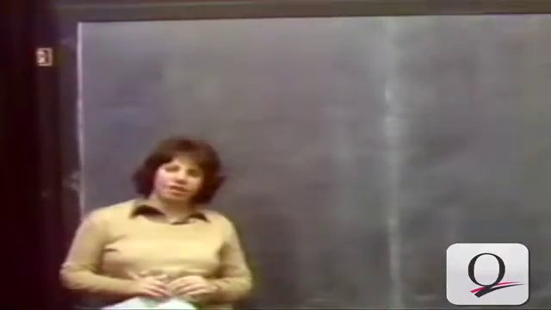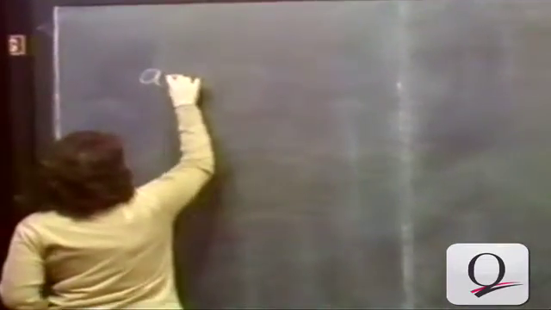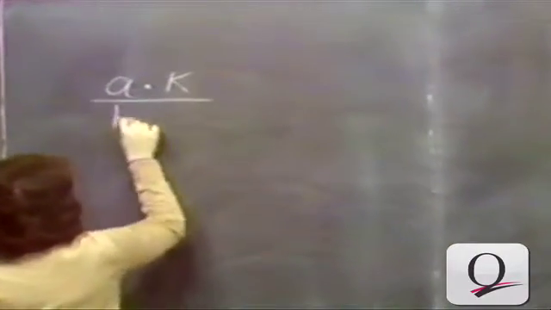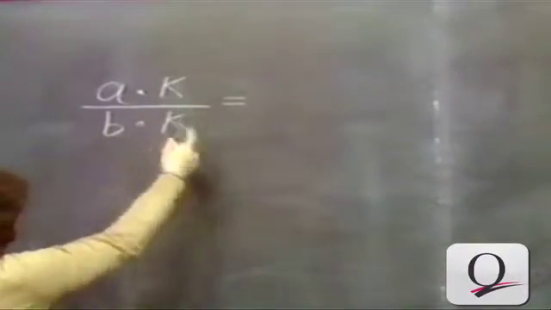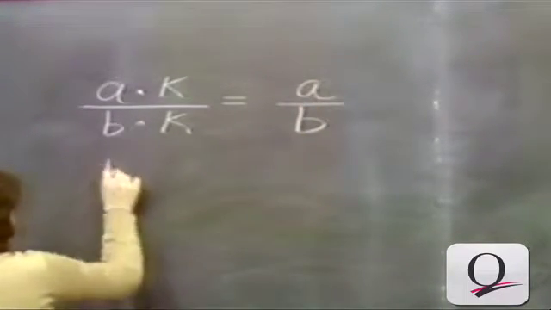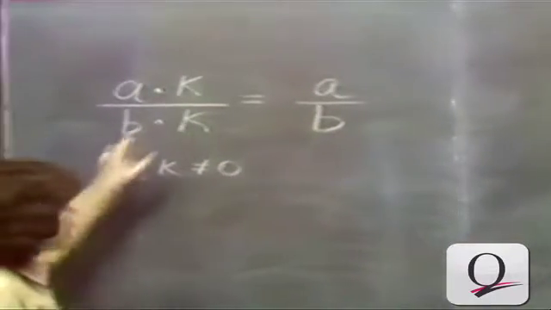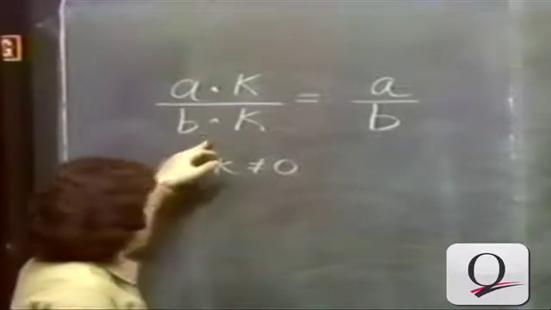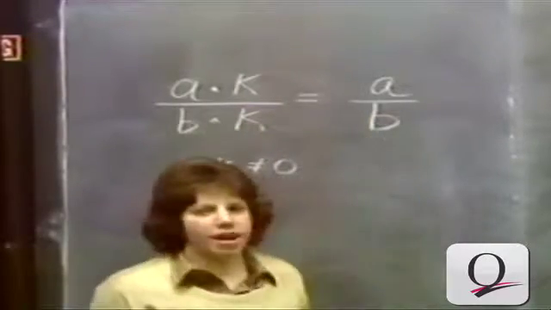Now, the key to reducing fractions to lowest terms is the fundamental principle of fractions, which you might recall went something like this. If you have a times k over b times k, a fraction with a times k in the numerator and b times k in the denominator, you can divide numerator and denominator by k and get an equivalent fraction. Of course, here we're assuming that b and k are not equal to 0 because we can't have division by 0. You can divide numerator and denominator by a non-zero quantity k and get an equivalent fraction.